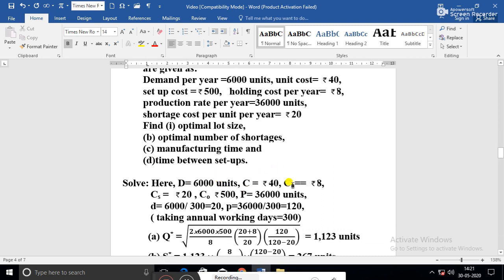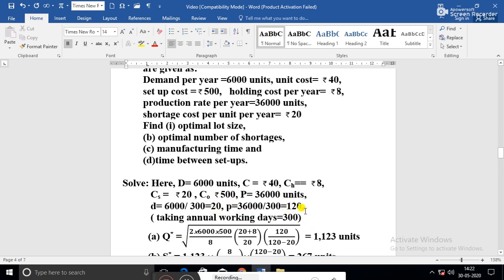Now you have total demand, you have the cost of the item, you have CH, the carrying cost, and CS is here rupees 20. And now P, the annual production, is 36,000. I have a suggestion: since both production and demand are considered, we can consider with capital D also, but you can convert it to daily by dividing by 300. How do you know 300? I have taken the annual working days as 300. So small d, the daily demand, is 20 units and the daily production is 120 units.